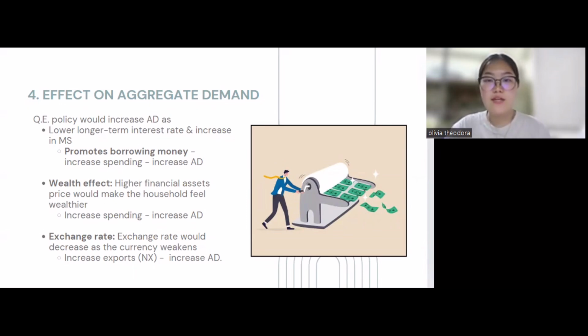The other factor is the wealth effect. Higher financial asset prices, which happened because of the quantitative easing policy, would make households or consumers feel wealthier, giving them the ability to spend more. And the last factor would be the exchange rate. As the exchange rate decreases and the currency weakens, it will promote exports, which would increase net exports, as it is one of the components of GDP, which then would increase aggregate demand.